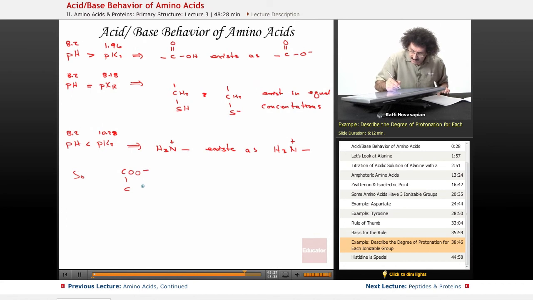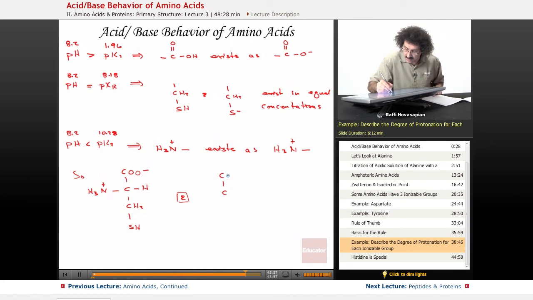So our final answer, we have C, COO minus, H, NH3 plus, CH2 and SH. Just want to make sure, yes. And C, COO minus, NH3 plus, CH2, S minus, H. So this is our final answer.